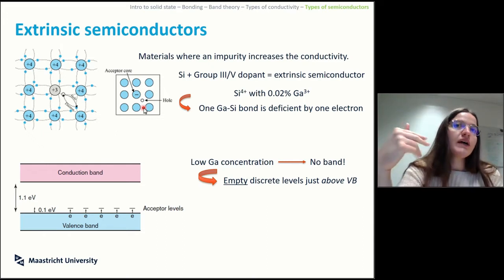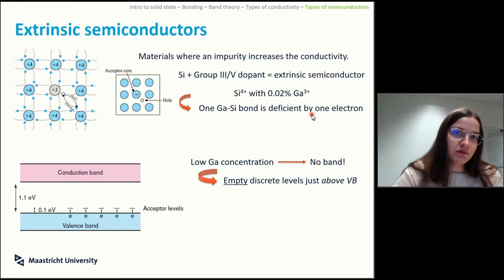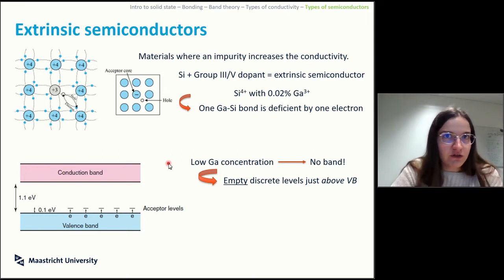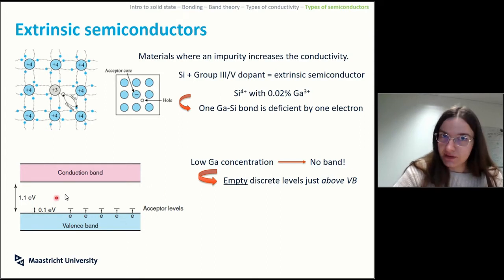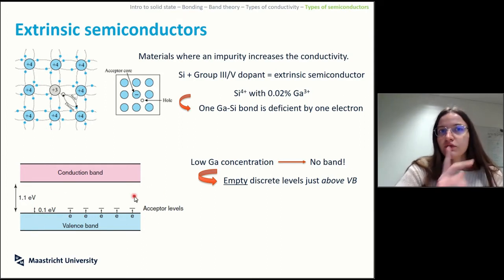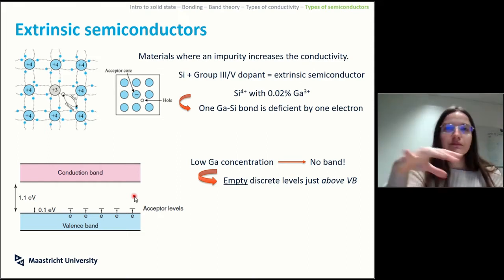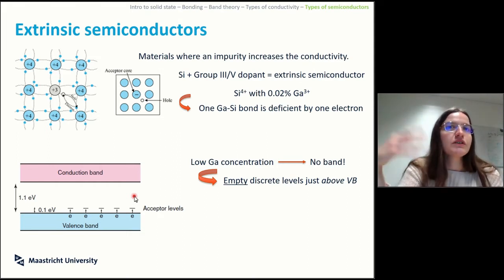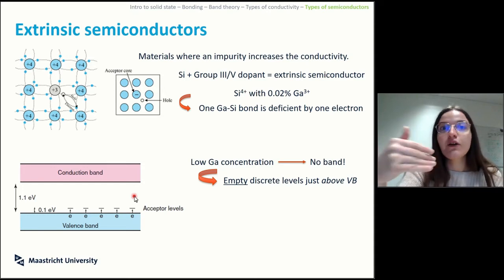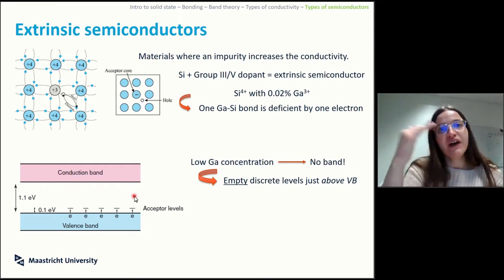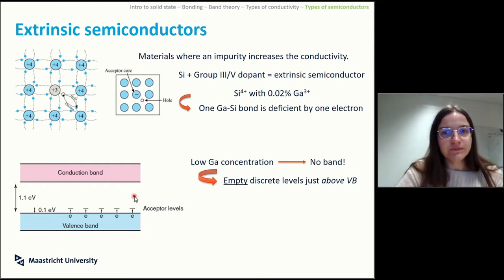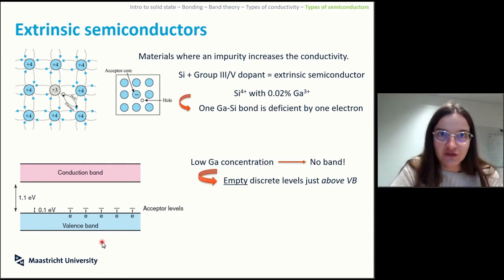So with low gallium concentration, as will be this one, statistically speaking, you do have some gallium atoms hanging around in a material that is supposed to be only silicon. So the silicon is still making the band, but your gallium just has orbitals hanging around. It's contributing orbitals to this whole business, but they cannot make a gap. They are empty discrete levels just above the valence band of your silicon. Why just above? Because it's a group 3 element.